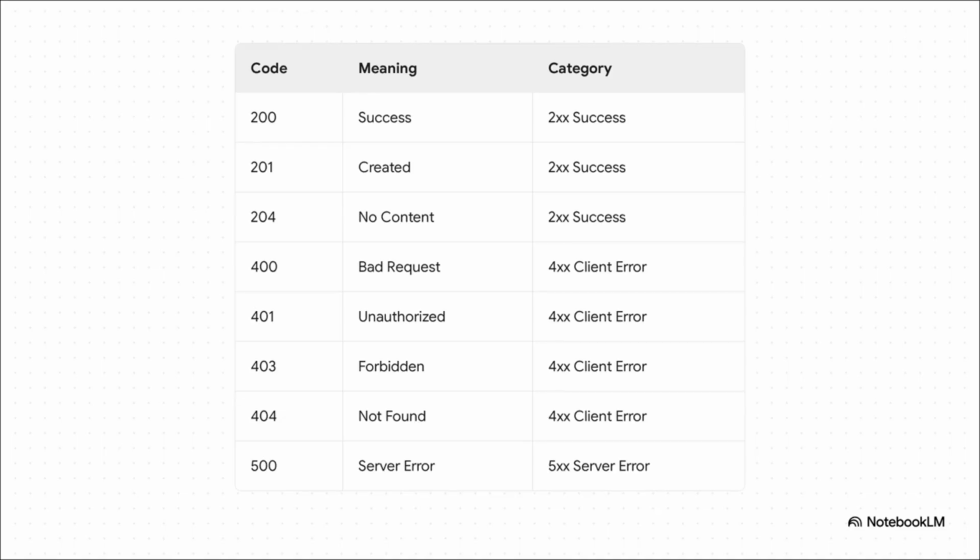Then we move to the 400 series. This is basically the server's way of saying, look, it's not me, it's you. 400 bad request means your input was messed up. 401 unauthorized means you aren't logged in, while 403 forbidden means you're logged in, but you definitely don't have the permissions for what you're trying to do. And of course, the legendary 404 not found just means you're looking for a ghost. Finally, we have the 500 series. This means the server actually had a meltdown, and the issue is completely out of your hands.